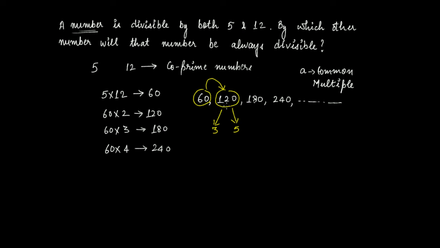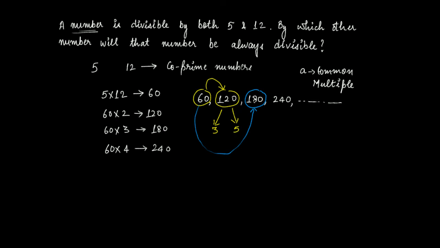180 cannot divide 120. Now let's take 180. 180 is a common multiple. 180 can be a number that is divisible by both 5 and 12. By which other number will that number always be divisible? Of course 60. That is the first common multiple of 5 and 12. There is no other number that can always divide this.